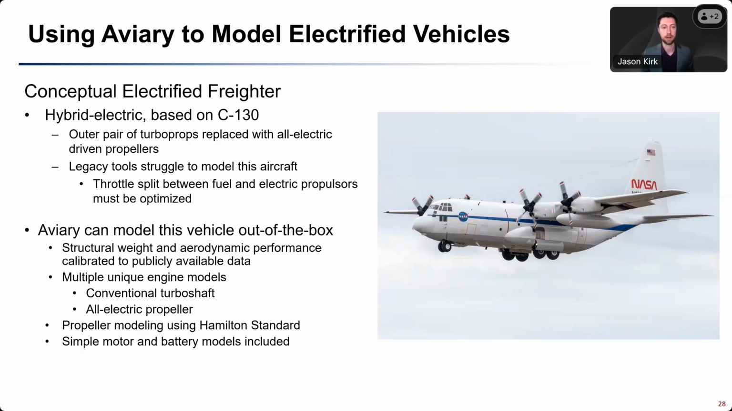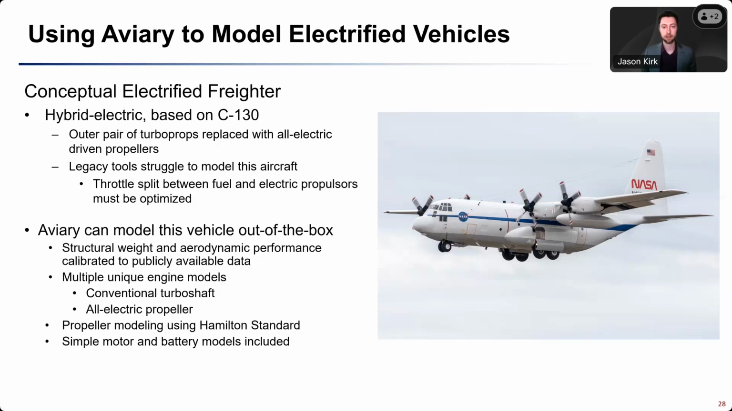So we have calibrated the included weight and aerodynamic performance regressions that are the core methods of Aviary. We've calibrated those with publicly available data. And then for the engine models, we've set up a conventional turboshaft and an all-electric propeller. The propeller modeling is done using the Hamilton Standard method, which is included with the code. And we also share a simple motor and battery model with Aviary that you can use.